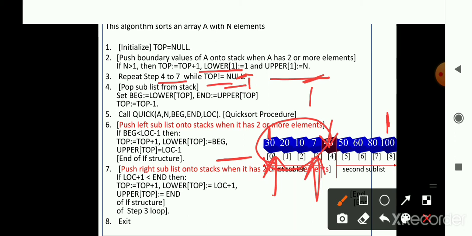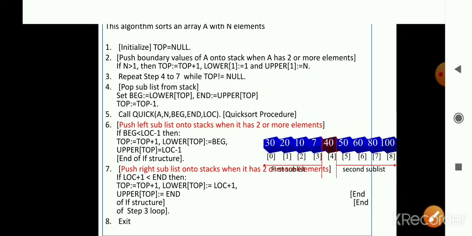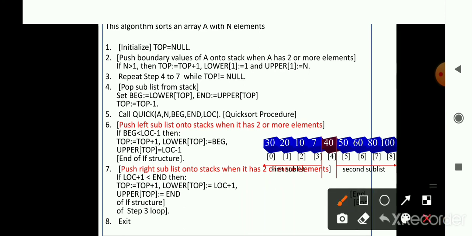So in the lower we are going to put 30, that is the position of 30, and here the position of 7. That is what we are having, 0 and 3 at the lower. In lower the second position is 0 and in upper the second position will be 3. In lower the next position will be 5 and the upper position will be 8 here. And then we are going to call our quick procedure here. So always we are going for the recursive call.